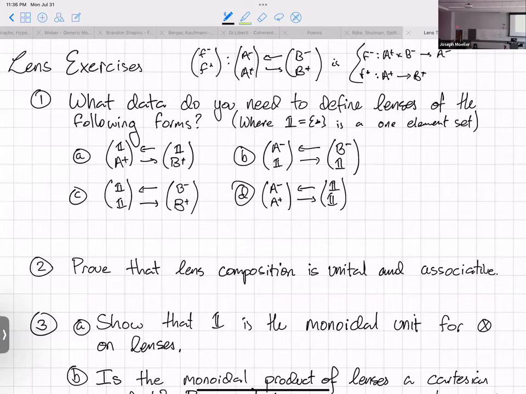So these are correct. These are the two things, right? And so when I'm in here, I'm sort of asking, what if B minus and A minus were one element sets? If they just had one element, then what if they were one element, right? So in this case, A plus and B plus. A minus can only depend on one of these things. Well, if A minus was a one element set, then this function would have to return that one. It always returns that. So the only data is this.